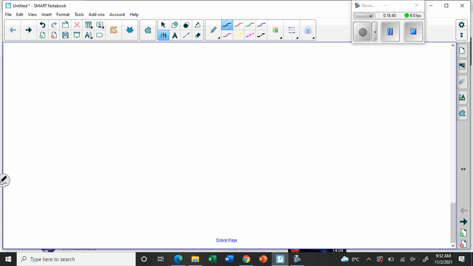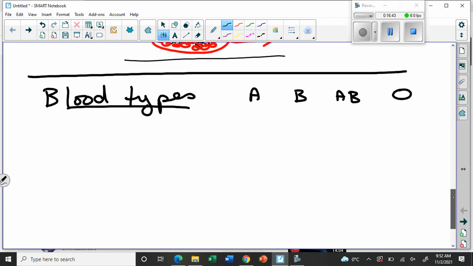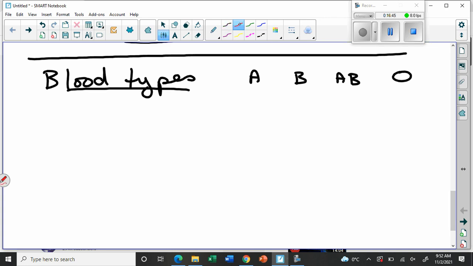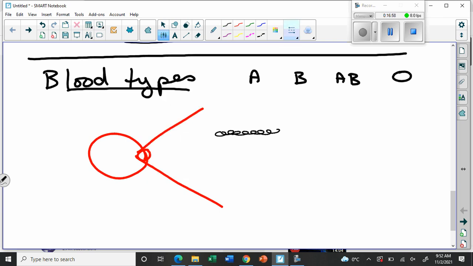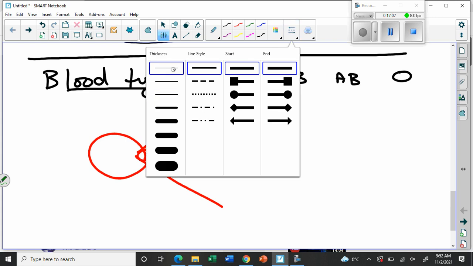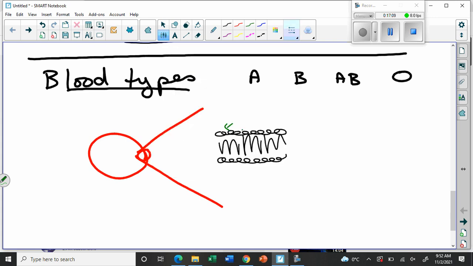If we look at the surface of a cell, here's a red blood cell, and we zoom in and blow it up, and we look at the membrane of that red blood cell. I'm going to draw this very fast. These are the phospholipid bilayer of the membrane, right? And remember that sticking out of this were all kinds of little tiny molecules that stick out of the top of the membrane.